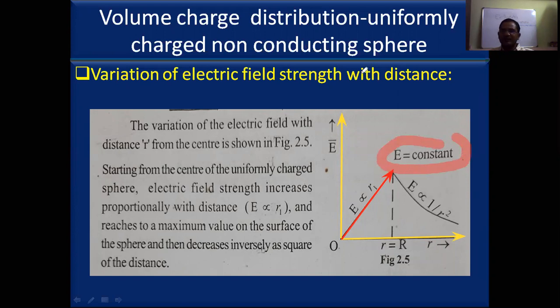As we are moving outside, outside point from the surface, here E decreases like this, E inversely proportional to r square. So this you have to understand from this graph.